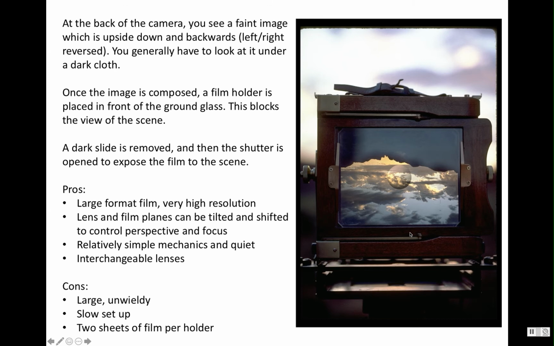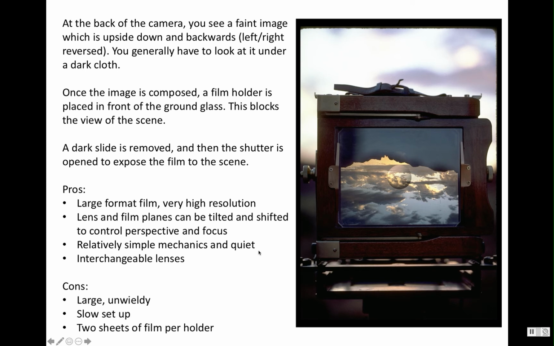Now, when you're at the back of one of these cameras, you see a faint image, kind of like a rear projection TV screen, if that is relevant to anyone's frame of reference. And the image is going to be upside down and backwards because it's not been corrected in any way. It's simply transposed directly through the aperture, upside down and backwards, to the ground glass. Now, it's a faint image, so to see it, you generally have to be under a dark cloth. Now, there's pros and cons to this camera.